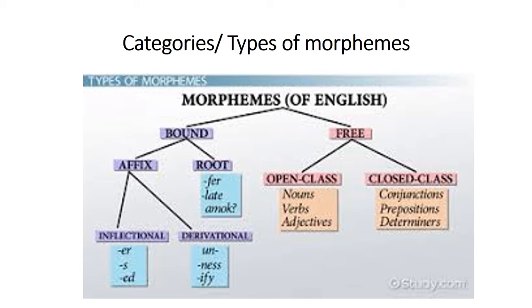For example, Jim's two sisters are really different. In this example, there are two morphemes, apostrophe s and s. These are attached to the nouns, one making the possessive and the other making the plural.